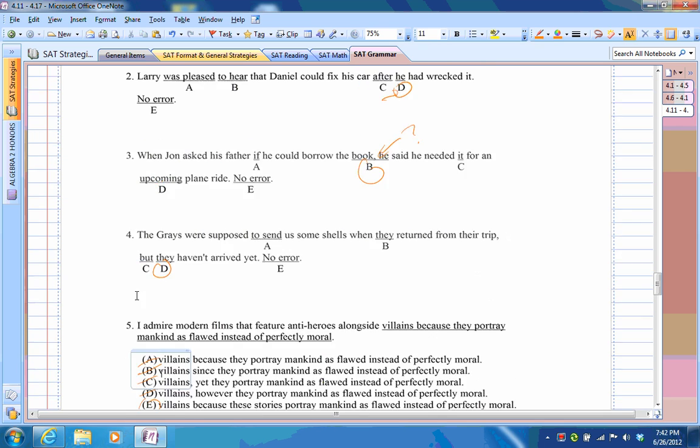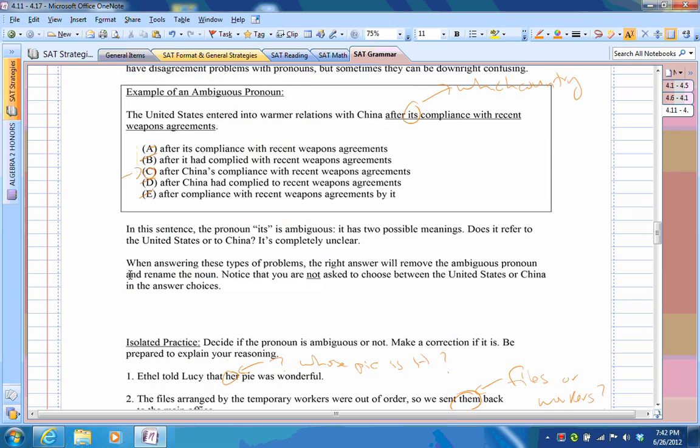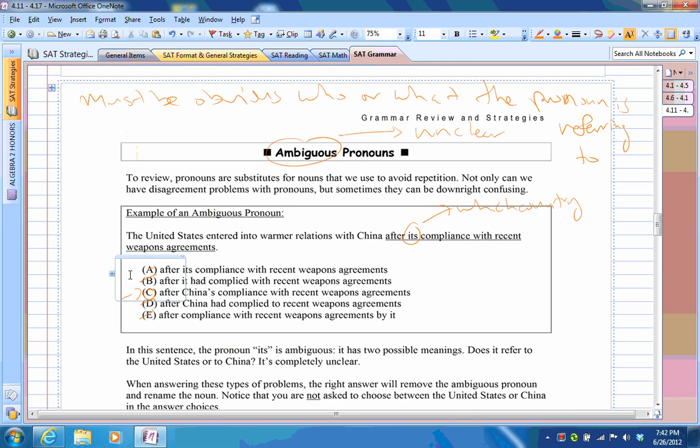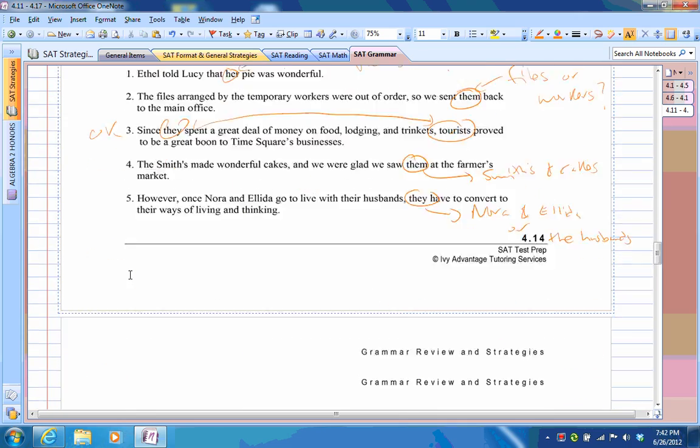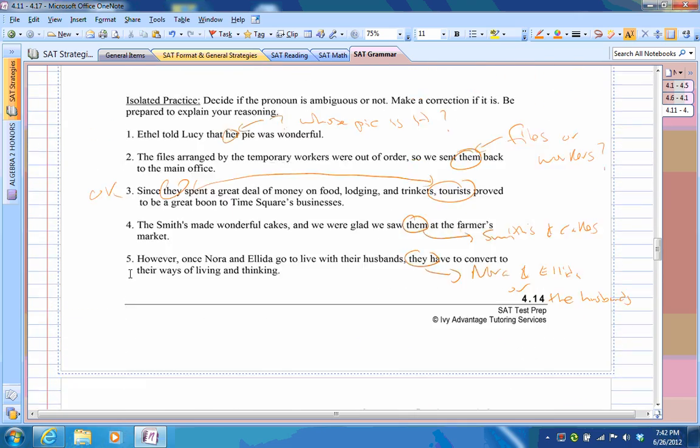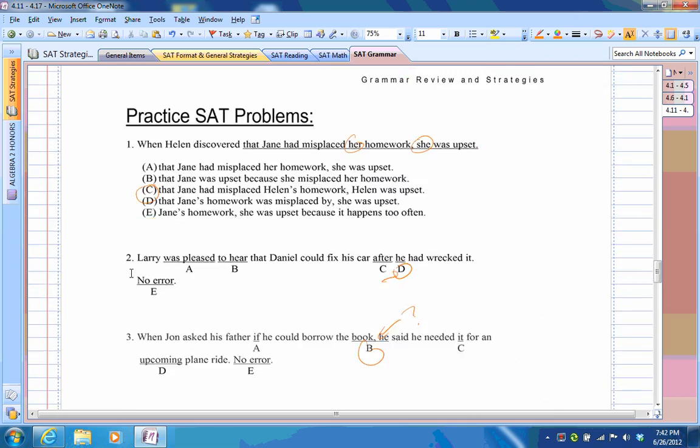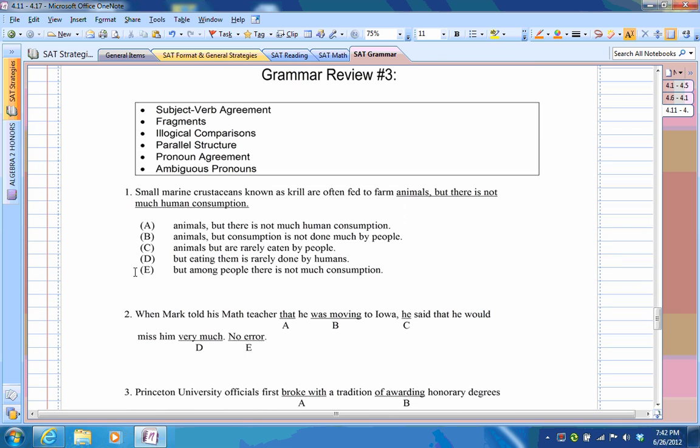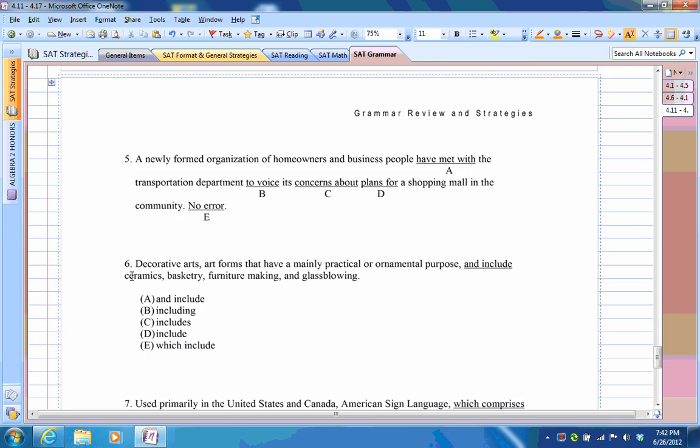So be sure your pronoun is clear as to what it's referring to, as I mentioned. And it must be obvious who or what the pronoun is referring to. It's got to be clear, because ambiguous does mean unclear. And so these problems here we'll do as a little quiz when I see you again.